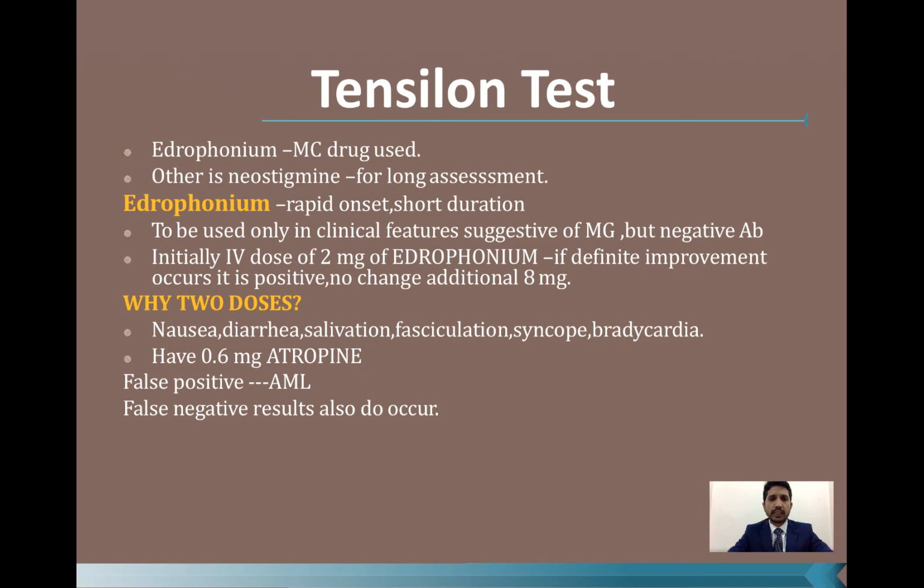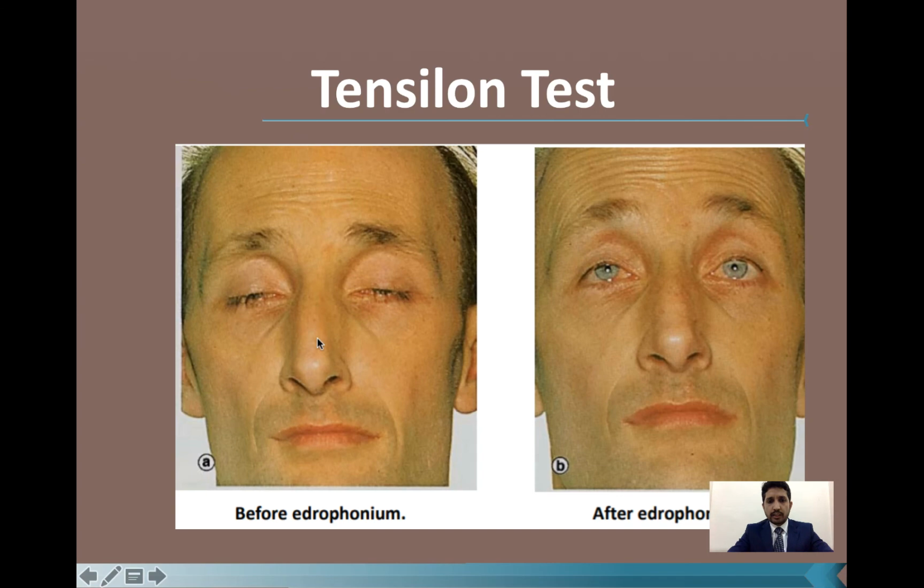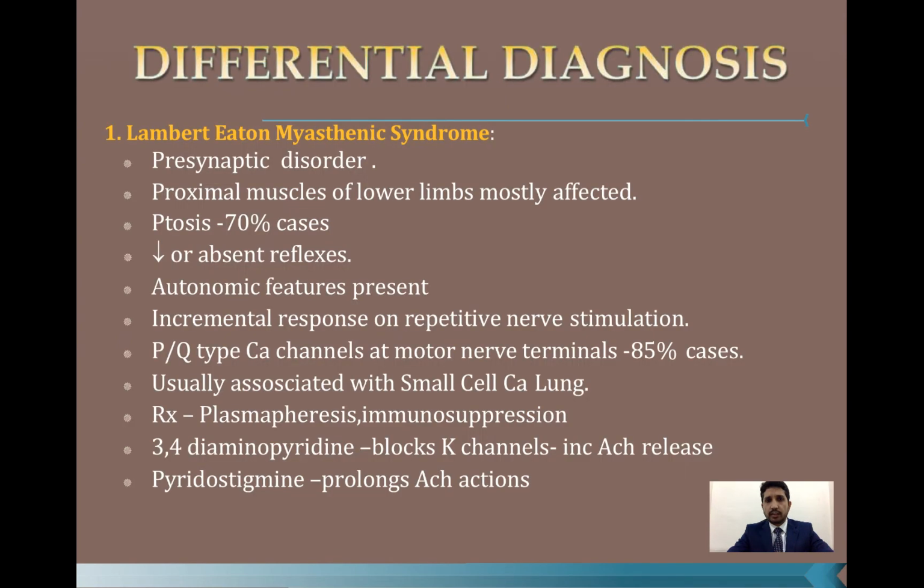So how is this test performed? In this test, you first note the baseline, or you can take a picture, and then you inject an initial dose of 2 mg of edrophonium. If there is definitive improvement, you can stop here. The test is positive. If improvement does not occur, you can proceed and give the remaining 8 mg of edrophonium. Look here, this gentleman has complete ptosis before the edrophonium administration. But once edrophonium is administered, the ptosis has disappeared. So this is a positive Tensilon test.